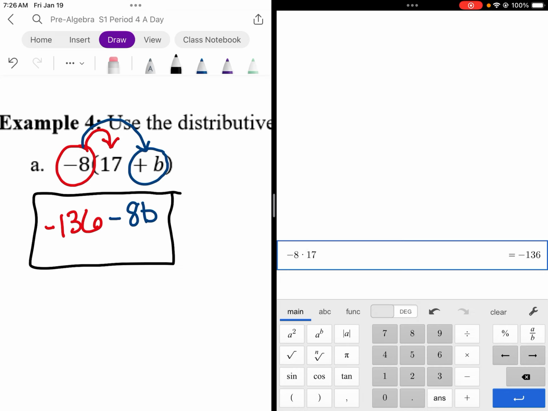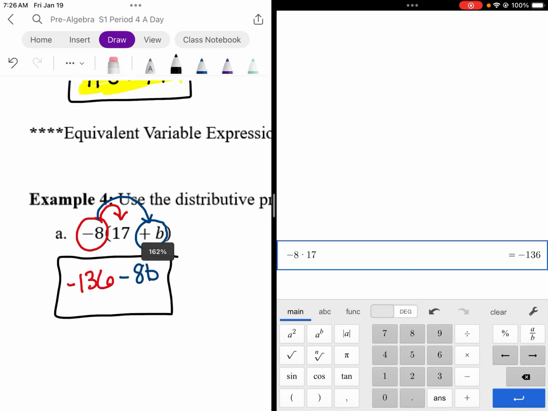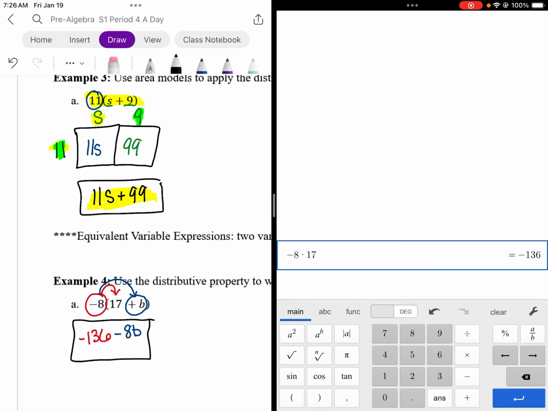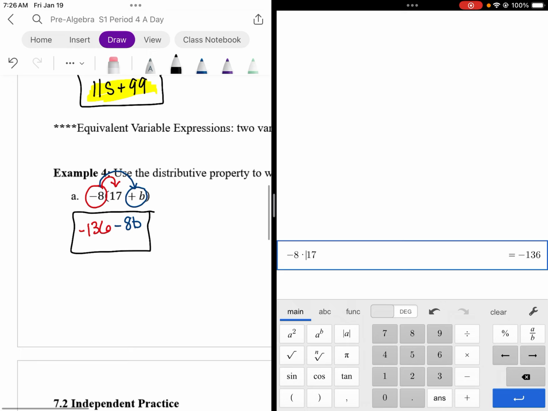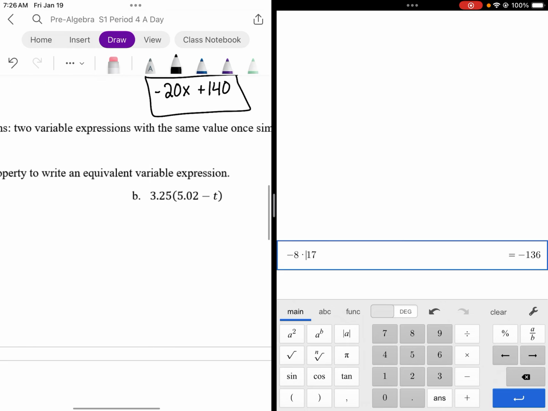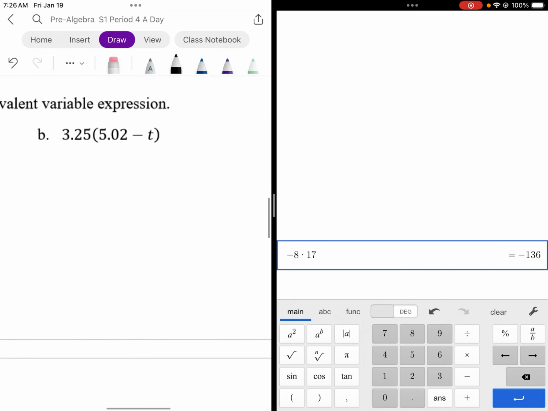So you can either use the arrows to show what you are multiplying, or you can use the area model like we did on the previous problems, whichever works best for you. Okay. So then if we do this again with part B, with this one, we have decimals. We still approach the problem the exact same way. The only thing that's different is that the numbers have decimals with them. So we're going to take this 3.25 and we're going to multiply it by 5.02.